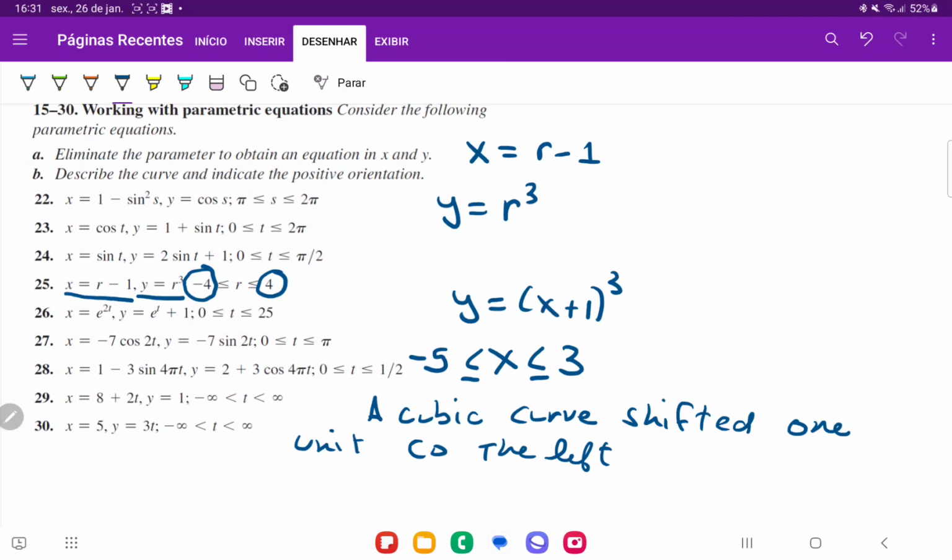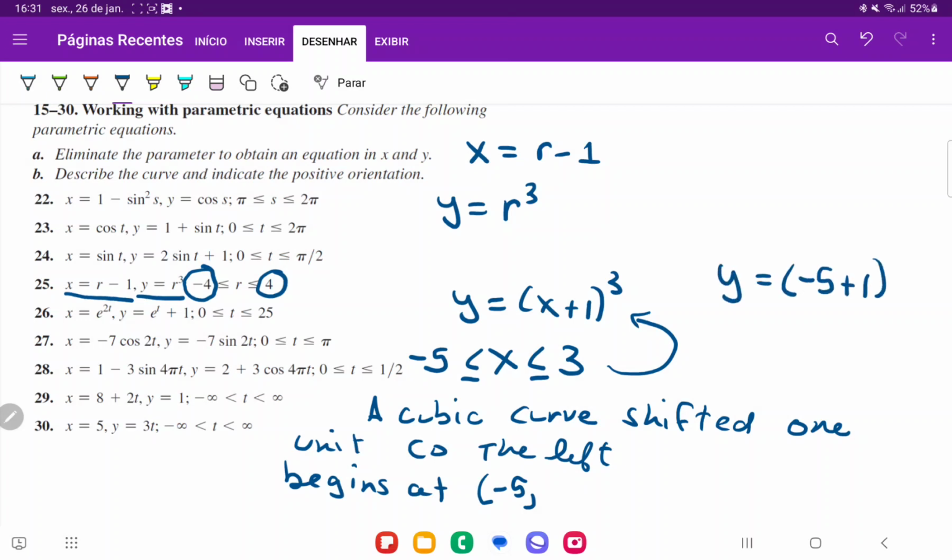And now to indicate the positive orientation, we have to say where it begins and where it ends. So where it begins on the x is -5. That's the first value of x. So it begins at the point -5, comma, and now we have to get the image of -5. So we're going to plug in -5 into this equation here. So y is going to be (-5 plus 1) cubed, which is (-4) cubed, which is -64. So when x is -5, y is -64. So that's the first point.